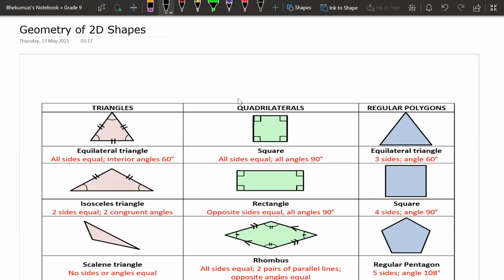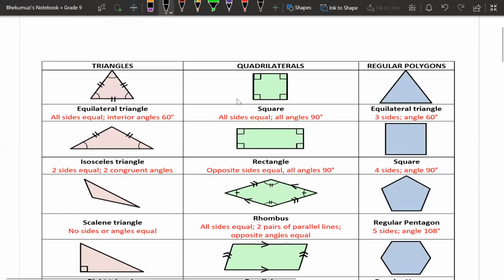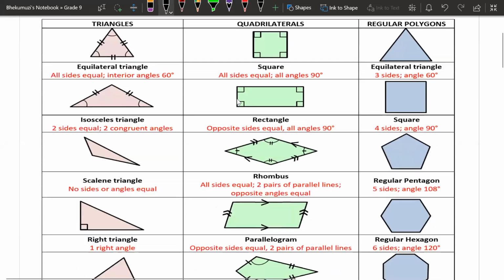Okay, so here we're going to be doing some geometry of 2D shapes. Now, the geometry of 2D shapes is something that is very well known, which you've been introduced to quite a number of times. But what we'll first do is look through some of these shapes and talk about them quickly. Okay, so the first one is triangles.